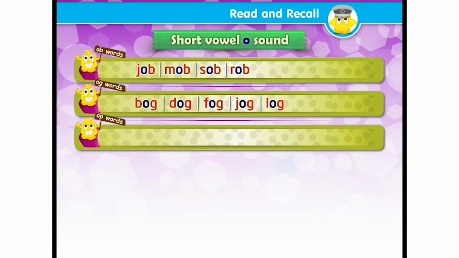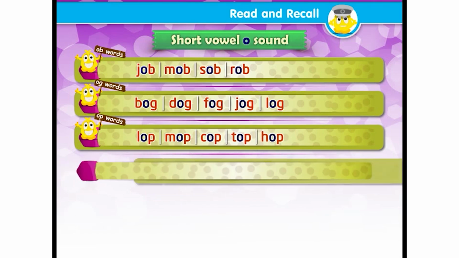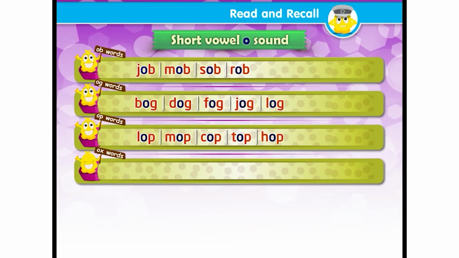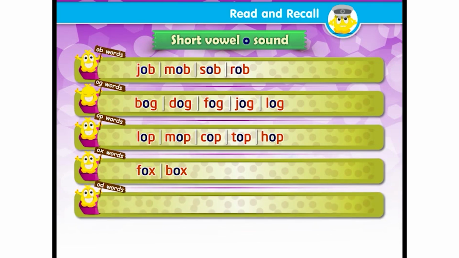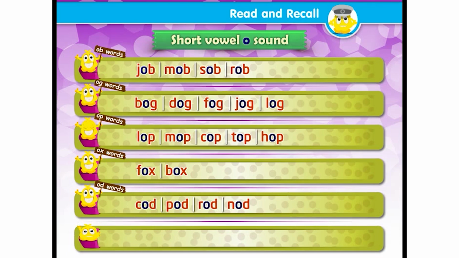Op words: lop, mop, cop, top, hop. Ox words: fox, box. Od words: cod, pod, rod, nod. Ot words: cot, dot, pot, lot, hot.